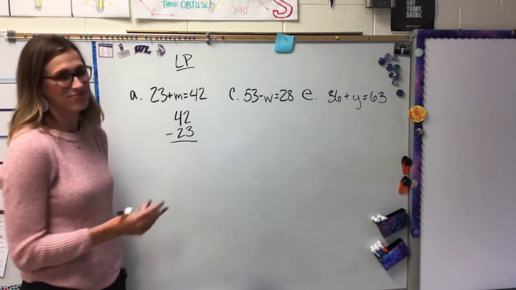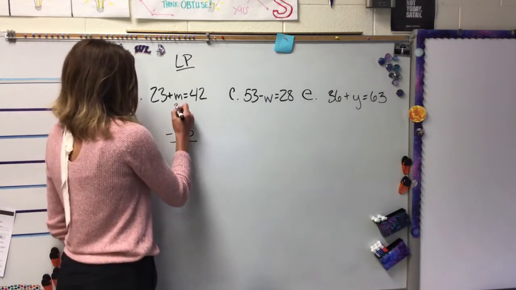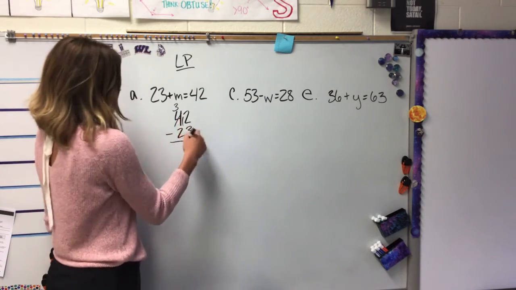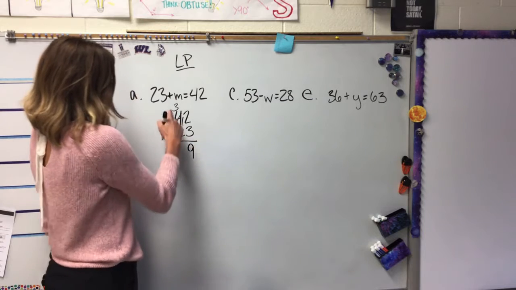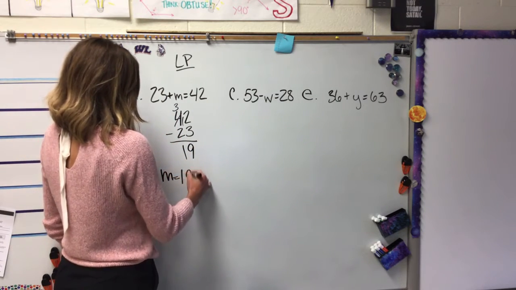2 minus 3, can't do that because 2 is smaller than 3. Cross out the 4, make it a 3. Change the 2 into 12. Now 12 minus 3 gives me 9. 3 minus 2 gives me 1. So I get M equals 19.